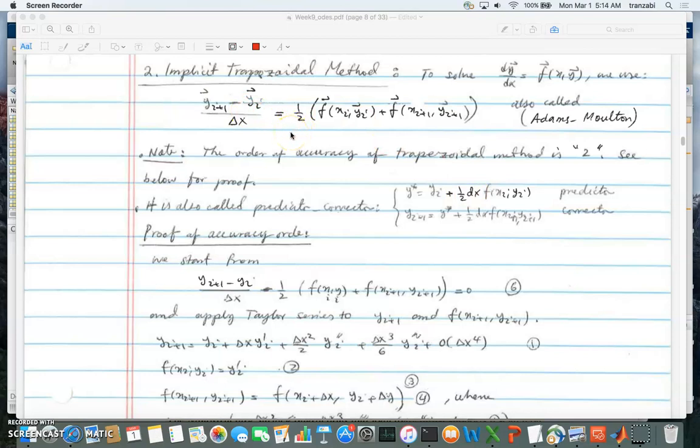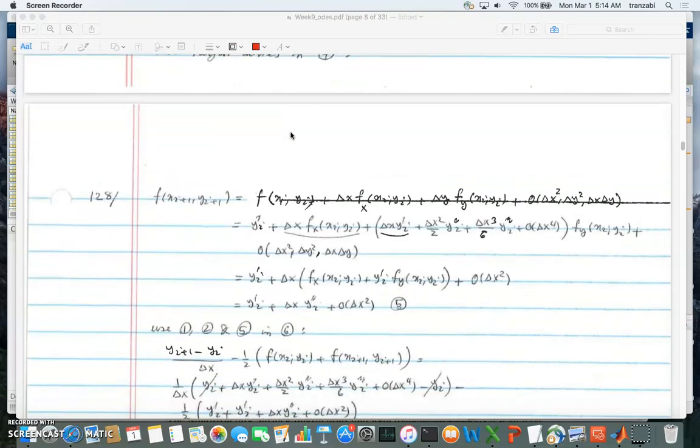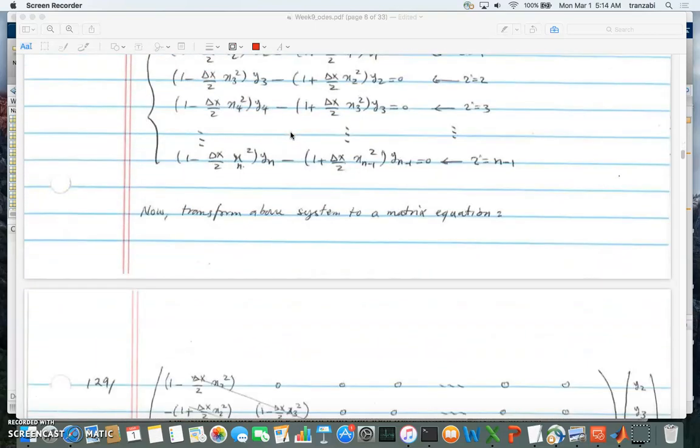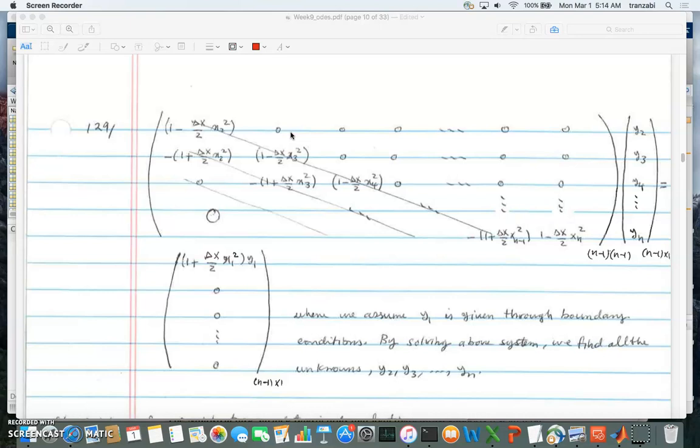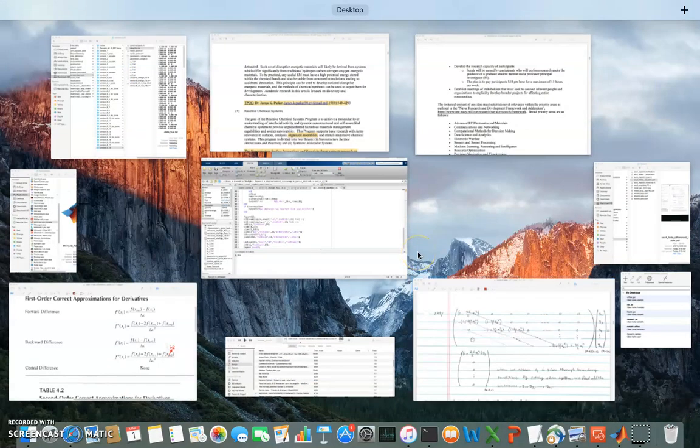In this video I'll show you the script, how you can assemble the matrix and how we can solve for the unknowns. This is the matrix we got last time, and because this is linear we don't need to do any iteration. In just one iteration we solve for the whole set of unknowns y2 through yn. All we need to do is assemble this matrix and solve for y using the backslash operator. Let me show you the script.